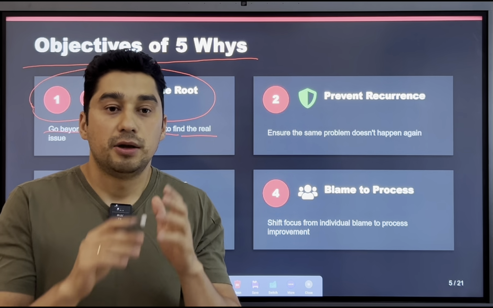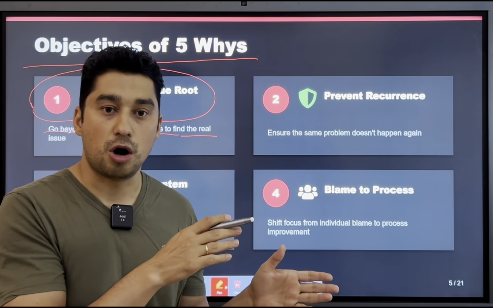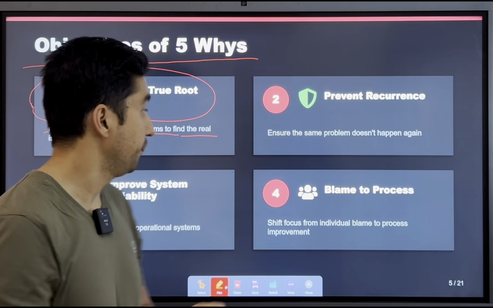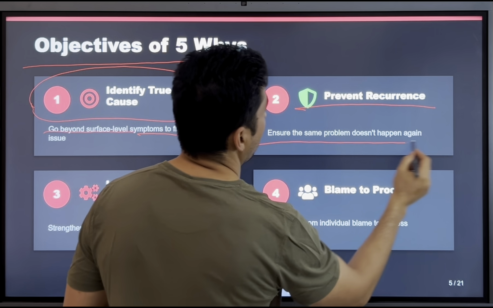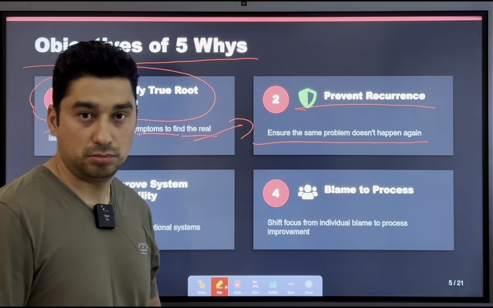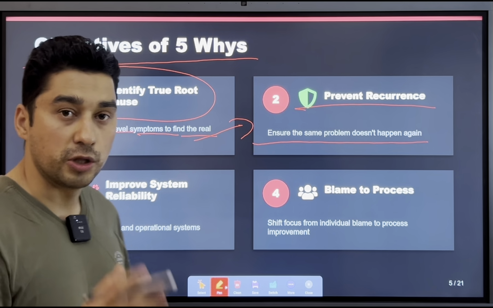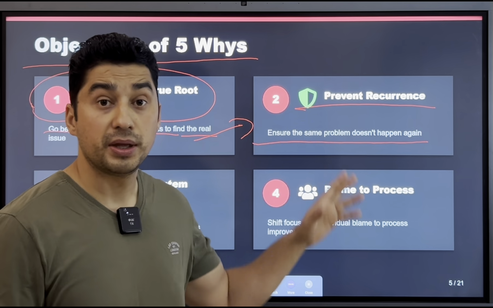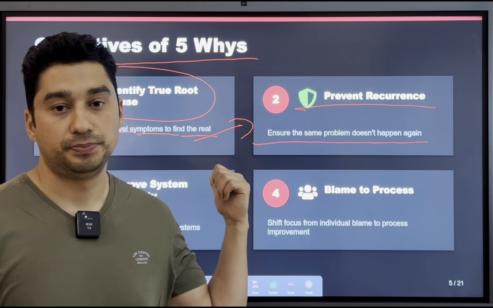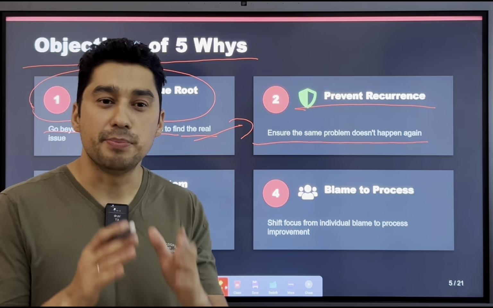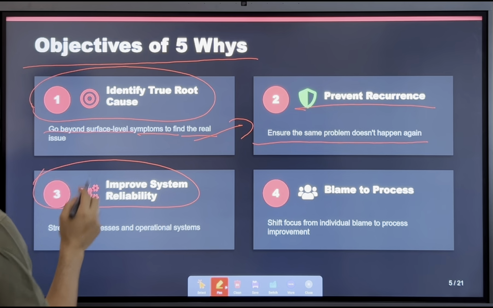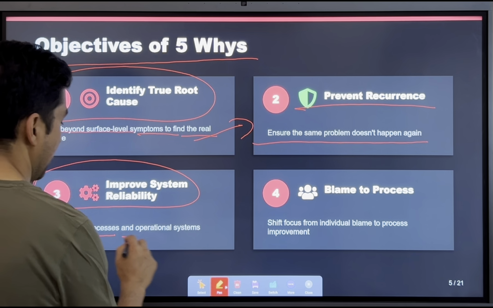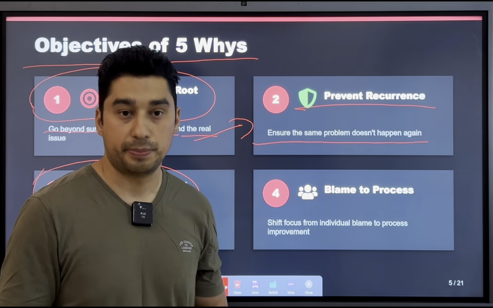Second, once you identify the real root cause, prevent the reoccurrence. Once you identify the root cause, prevent the reoccurrence, meaning it should not occur again in the future. Once you've done part 2, then move to part number 3. Third, improve the system reliability, like strengthening the process and operational system. That is the third part.